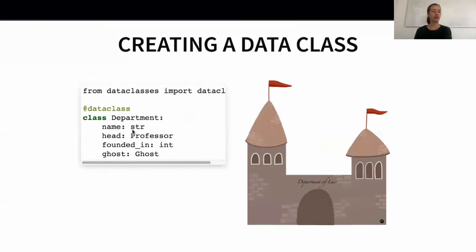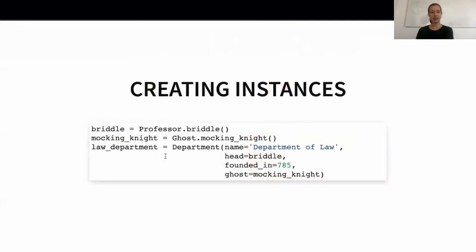Each department will have a name, a head, which is a professor, a year it was founded in, and an associated ghost. We can create an instance of the department class just as before. So for example, the law department is led by Birdie Brittle. It was founded in 785, and it is haunted by the Mocking Knight.